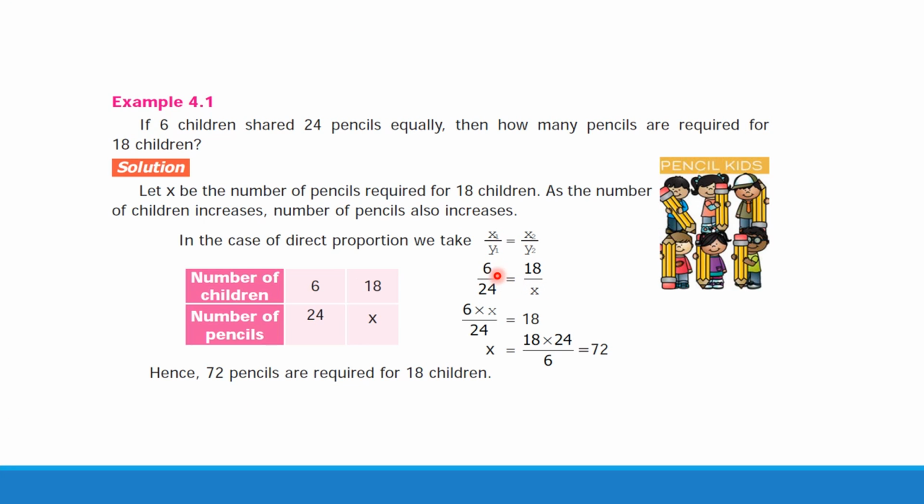Here the number of children increases, pencils also increase. It is direct proportion. Understood?